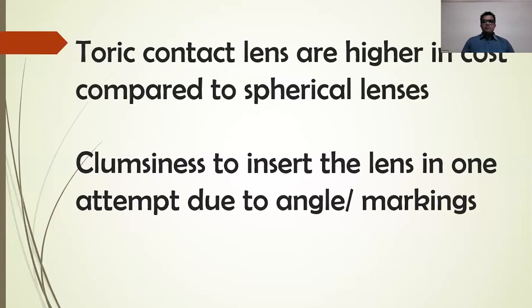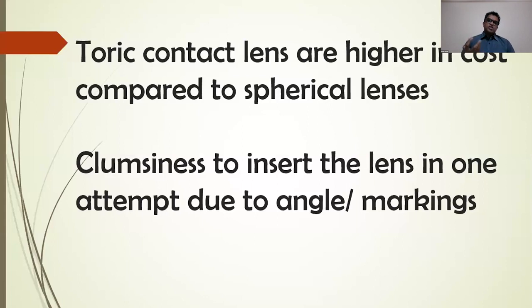So practitioners themselves are not very confident to say that the toric lens is not that much more expensive than the spherical lens. So why not go for it? Practitioners are not convinced themselves regarding the cost part, and it does not go across to the patient either. There is also a clumsiness in inserting the lens.